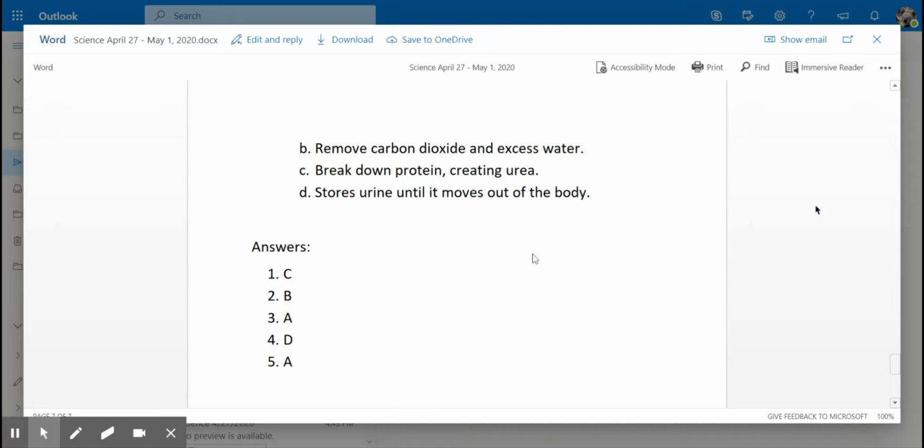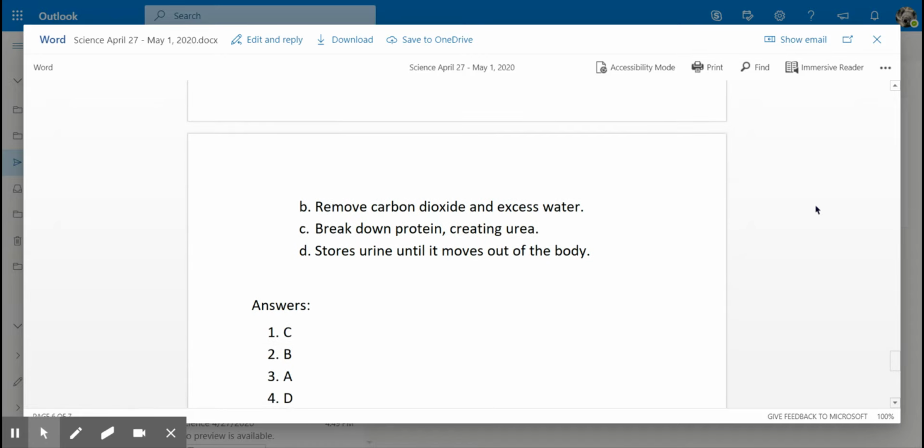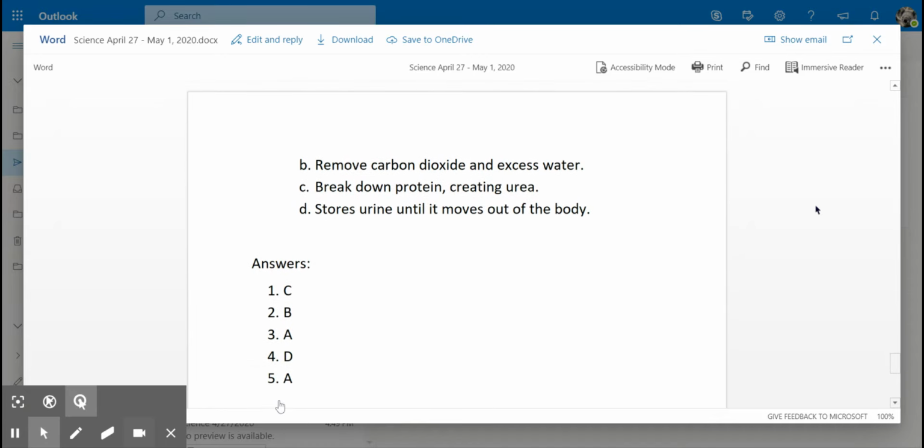1 was letter C. That was the blood. Check. 2B. Yep. Check. 3A. Check. 4D. Check. 5A. That's the sweat, right? Salt and water when sweating. Yep. 5A. Check. Very good, boys and girls.